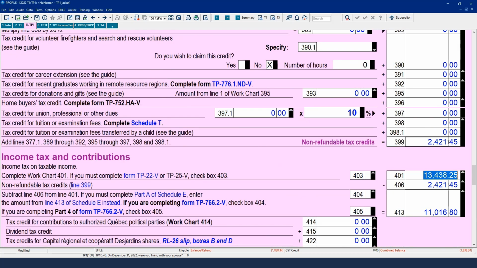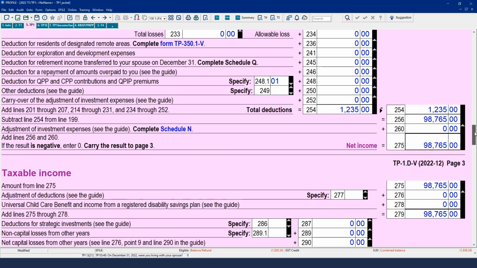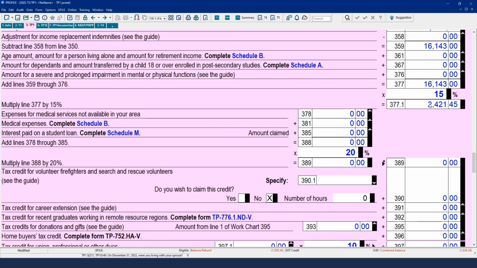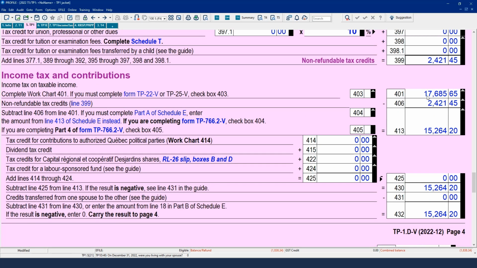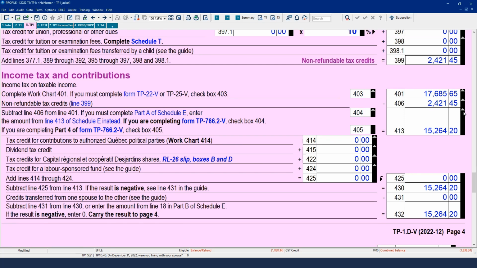But that's with my 20,000 of RSP. Now let's say I didn't have 20,000 of RSP, my taxable income would be 98,000 instead of 78,000. My non-refundable tax credit would still be 2,421, but this time my taxes owing based on the tax bracket over here is 17,685. So I'm only removing 2,000 from 17,685.